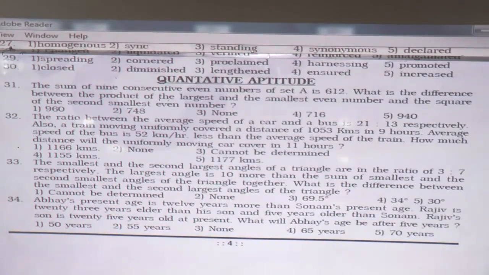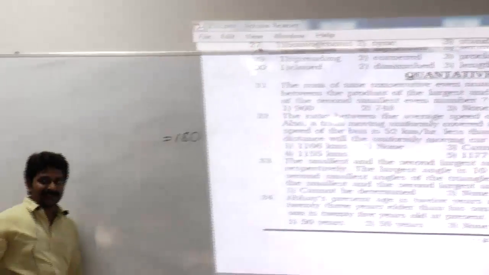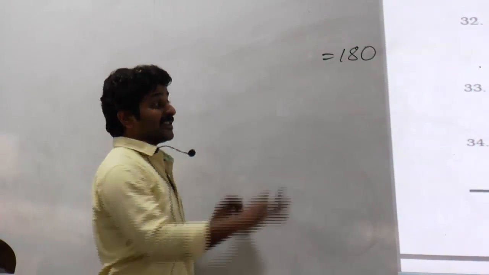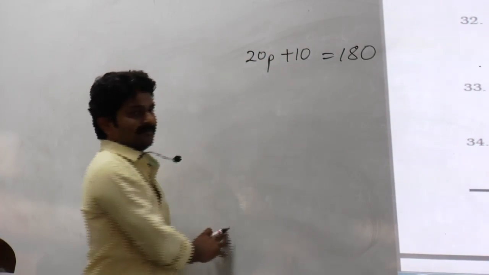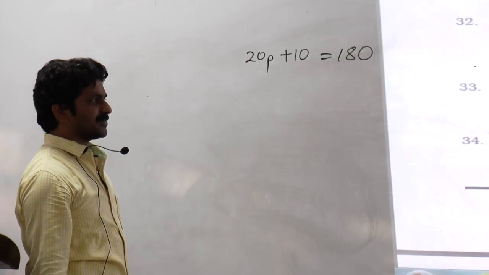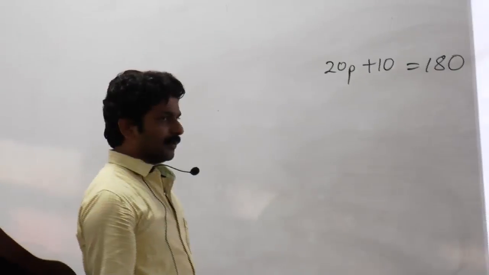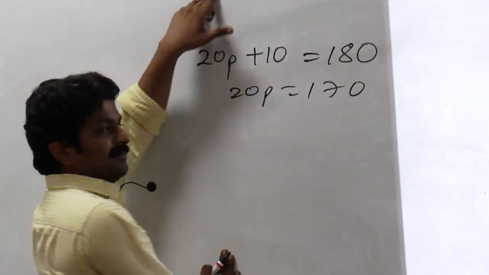What is the difference between the smallest and the second largest angle of the triangle? Answer should be a multiple of 4. Let's do it. Sum of three angles is 180 degrees. Smallest and second smallest is 10 parts. Largest is 10 parts plus 10. So that is 20 parts plus 10. The largest angle is 10 more than the sum of the smallest and the second smallest angle of the triangle together. Yes. From this, 20 parts is equal to 170.